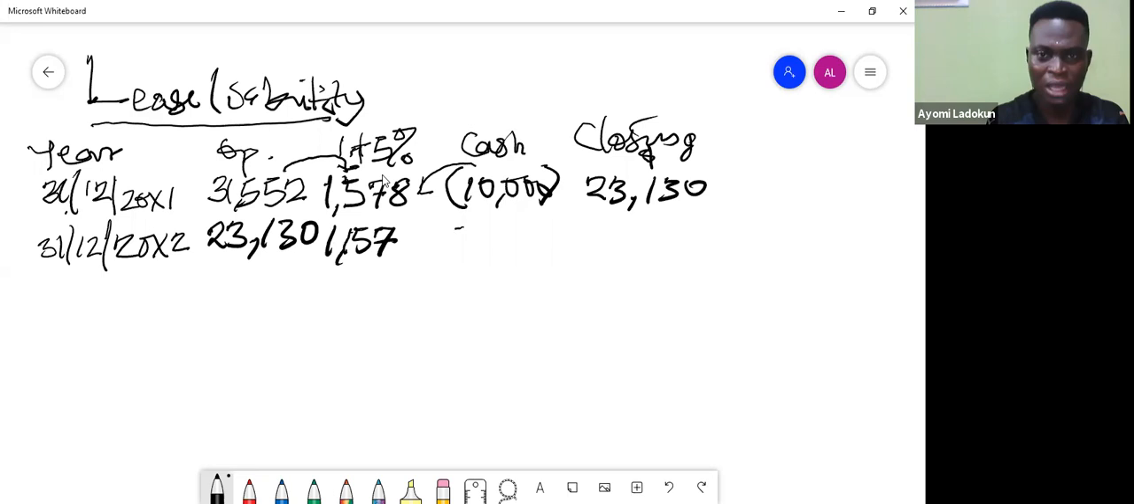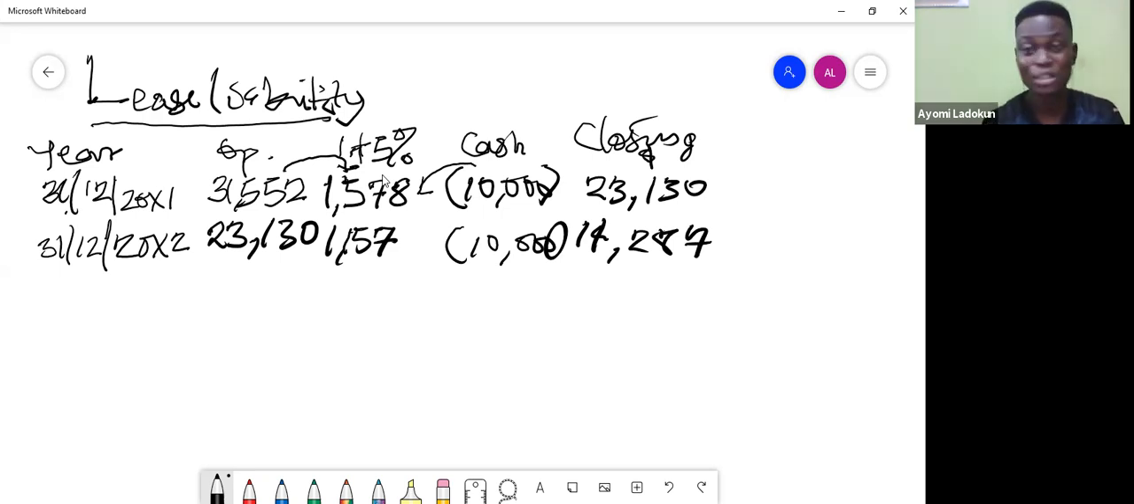Then I made a payment of 10,000. You can see I made a payment of 10,000. So what do I do? I'll say 23,130 plus 1,157. Can you see that? Then remove 10,000 cash payments. Okay, so that I can have 14,287. Can you see that?